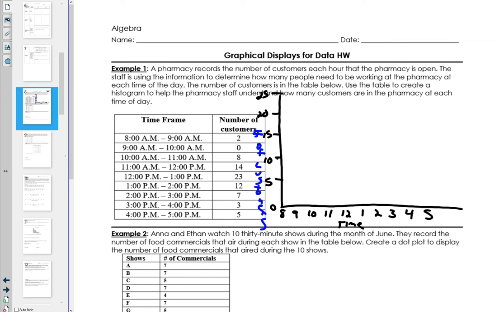I'll worry about the shading part afterwards. Let's just draw the tops of the bars. How high should my bar go from 8 to 9 o'clock? Between 8 and 9, how high should it go? 2. So 2 should be roughly around there. How high should it go between 9 and 10? 0. So I shouldn't have anything between 9 and 10. I should say empty. How high between 10 and 11? Up to 8.